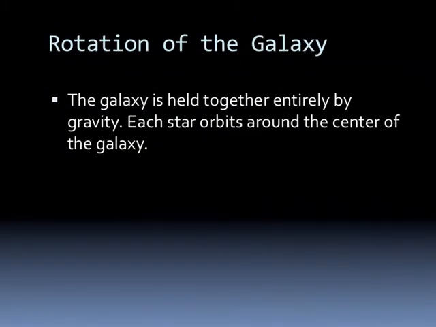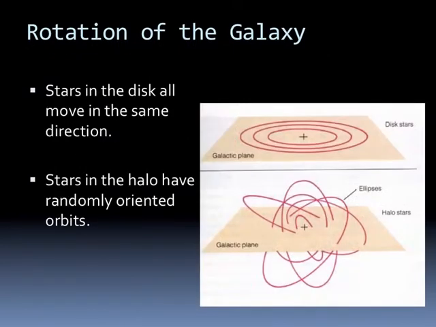The galaxy is held together entirely by gravity. Each star orbits around the center of the galaxy, and all the stars in the disk move in the same direction. Stars in the halo have randomly oriented orbits, but in the disk, we're all moving in the same direction.